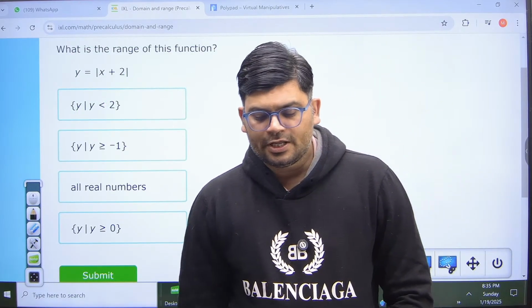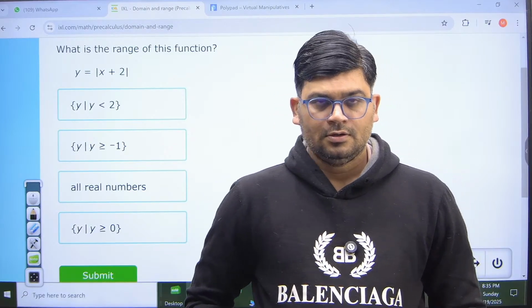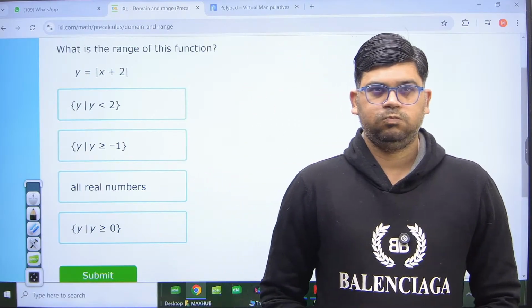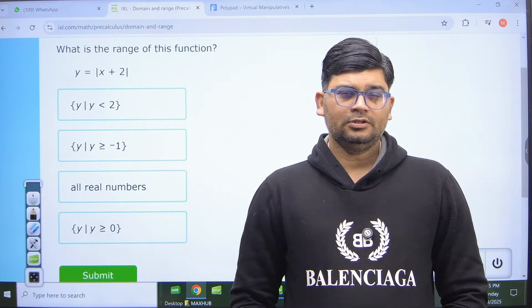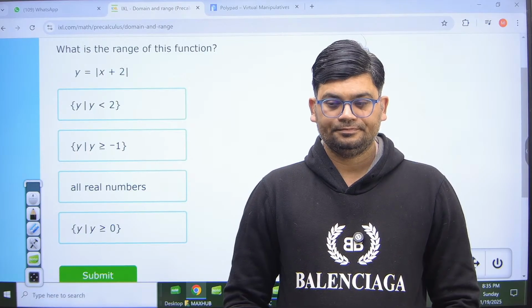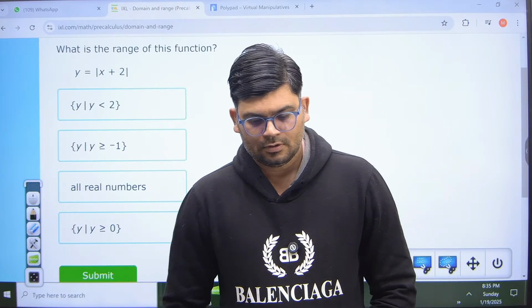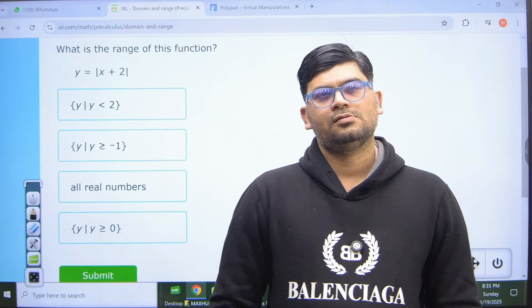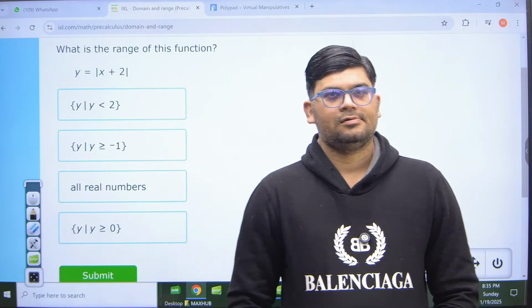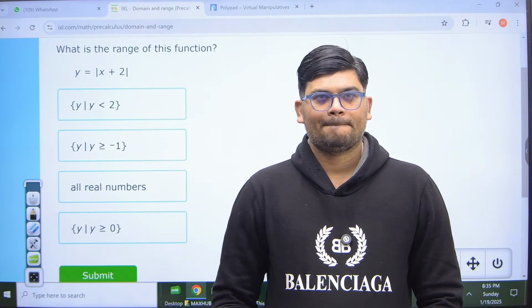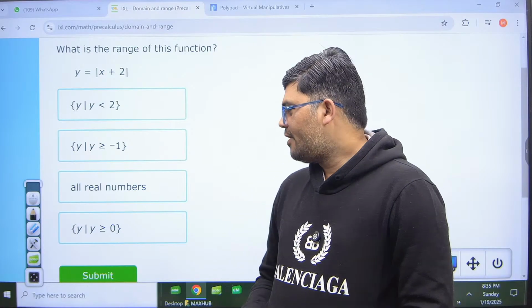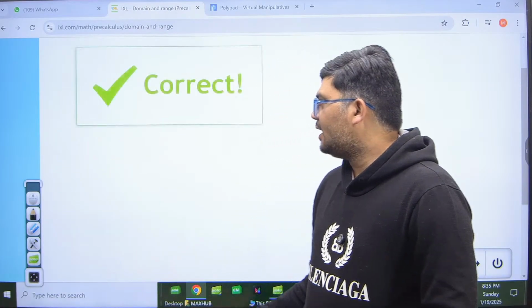Next, what is the range of this function? Tell me what could be the range of this function. The range has to be greater than 2. Greater than 2, can't it be 0? Oh, because you can minus a bigger number. Then it's just greater than or equal to 0. Very good, Akriti. Well done.